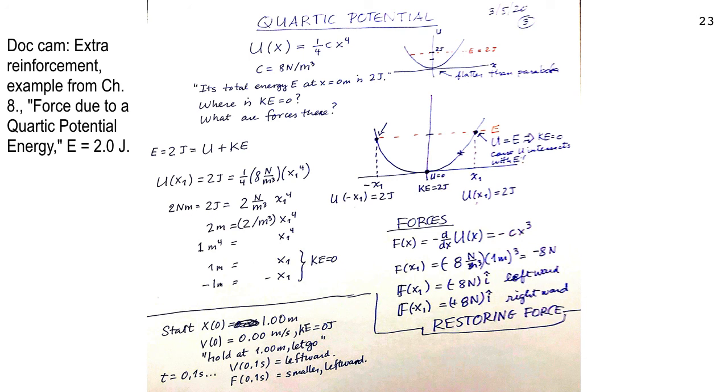All right. Similarly, F of minus X1, the other side, is equal to positive 8 newtons times i hat. All right, so this is left. This is right.